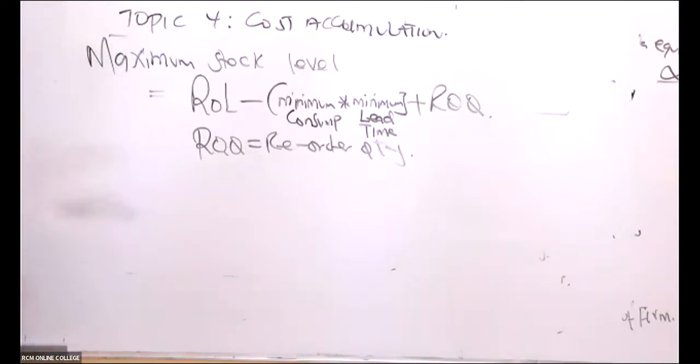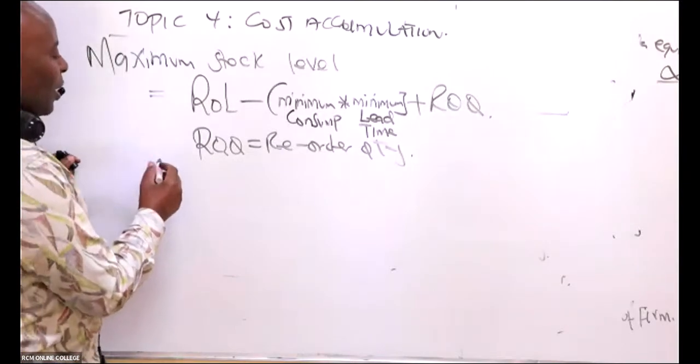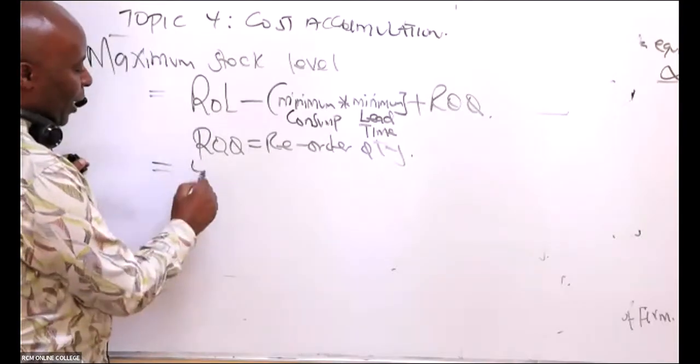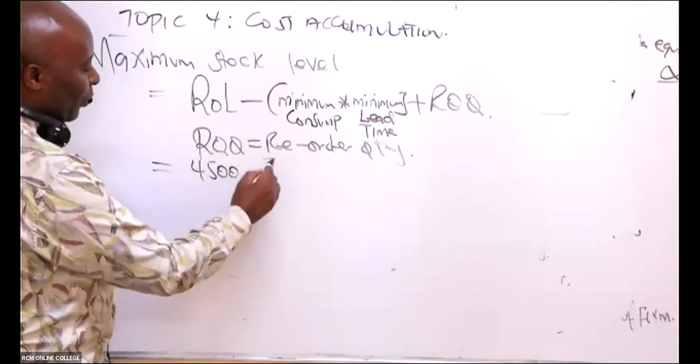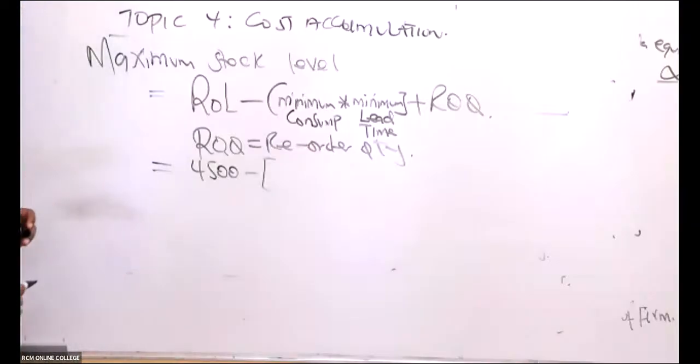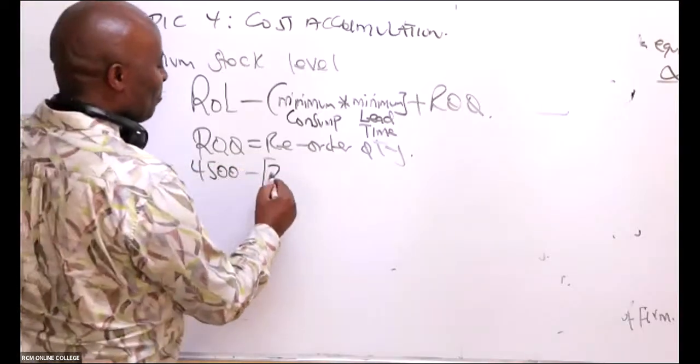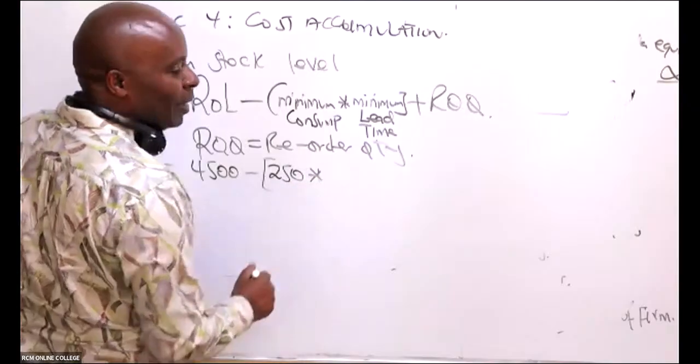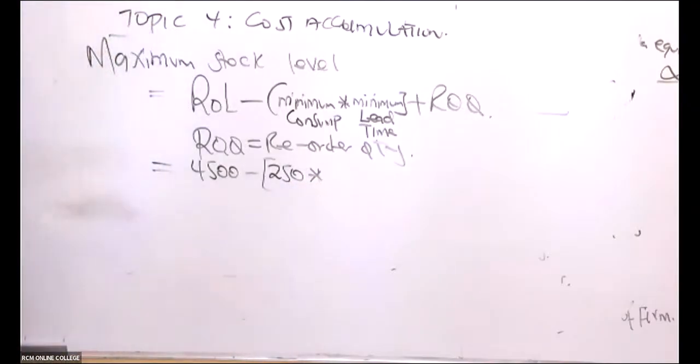Maximum stock level. So then, ladies and gentlemen, what is our reorder level? Already we have this figure somewhere. 4,500, right? Are you able to see the minimum consumption in this question? 250 or 200? 250 is the minimum. And are you able to see the minimum lead time? It is 4, isn't it?